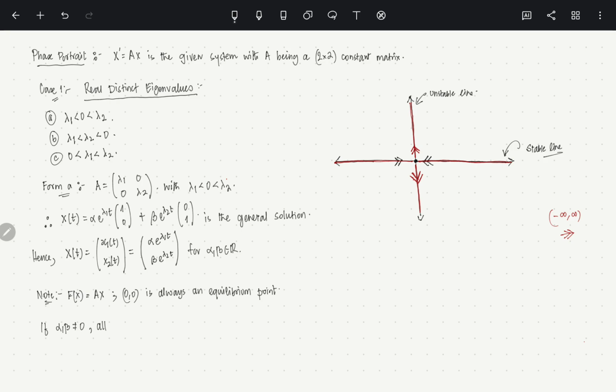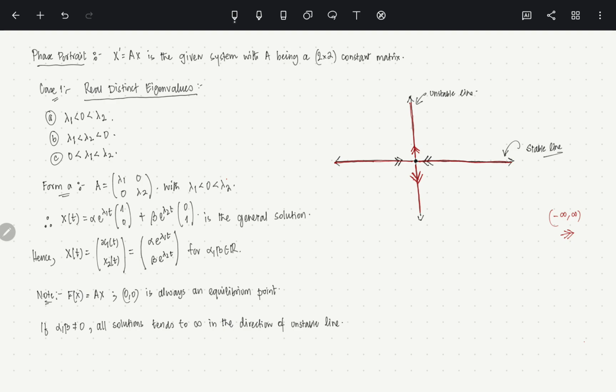Now you see, if alpha and beta are not equal to 0, you can see that all solutions, let me write it down, all solutions tend to infinity in the direction of the unstable line. We are looking for what is happening to the solutions as t tends to infinity. Direction of the unstable line. What do I mean by this?